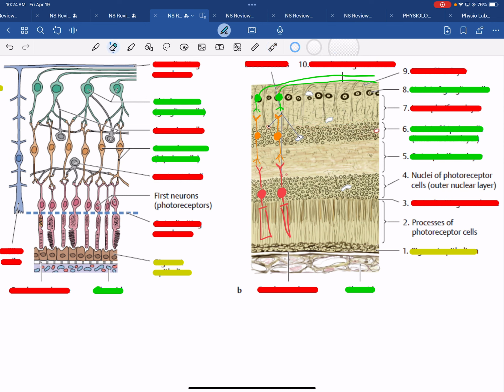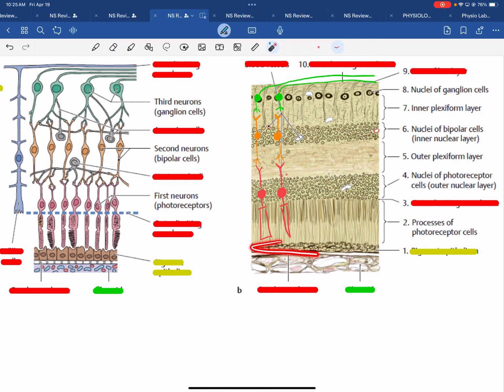The inner. Good, the inner nuclear layer. This layer? Good, the nuclei of the ganglion cells. Same thing over here. And then what about the synapses between photoreceptors and bipolar cells? Good, the outer plexiform layer. And then what about synapses between bipolar and ganglion cells? Good, the inner plexiform layer. I don't know why that was red.